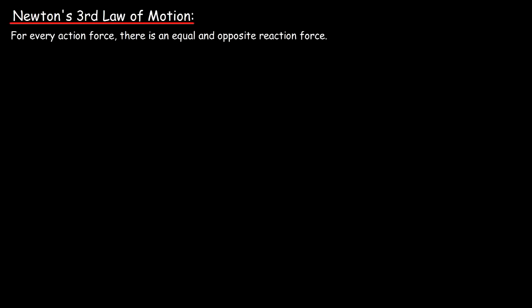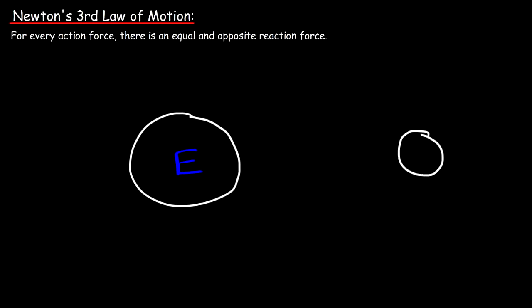Now, the last example that illustrates Newton's third law is the force of gravity. So let's say this is planet Earth. And over here, we have the moon. How does gravity work between these two objects? Gravity is a force that attracts objects together. It pulls them together. So the moon pulls the Earth toward itself, and the Earth pulls the moon toward itself.